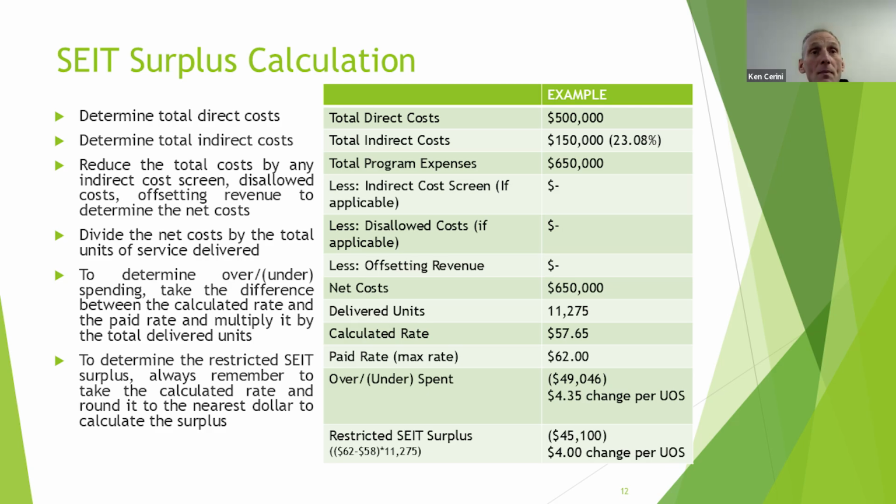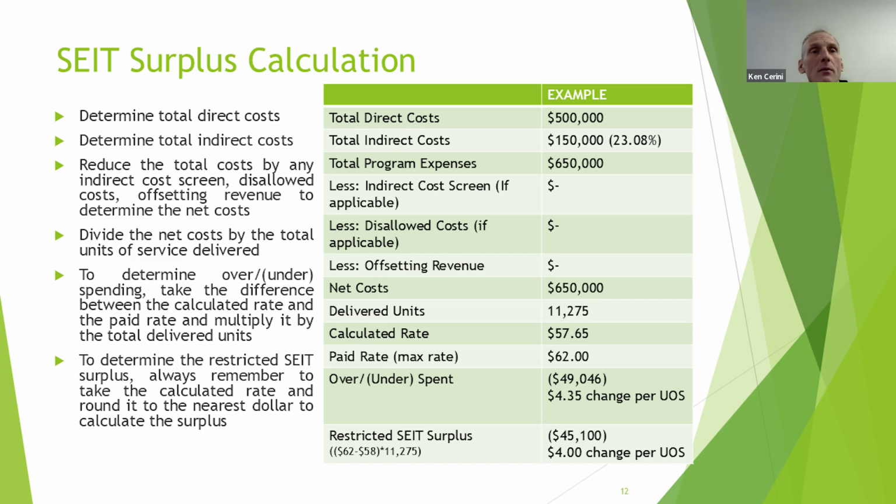So if you look, we're overspent by $4.35, which works out to be $49,046. From a surplus perspective, like I said, you round up to the nearest dollar, so you're at 58 compared to 62. So there's a $4 differential. So the amount of the restricted CEIT surplus is $45,100. The other $3,946 in this calculation would be, in essence, money that you can use for any purpose. So you can use that to cover anything else.